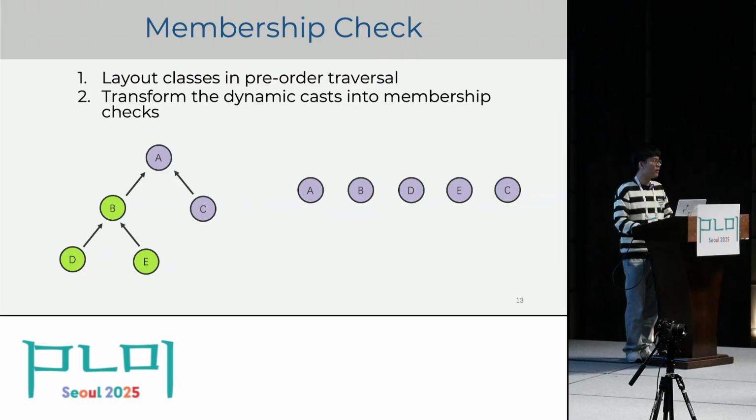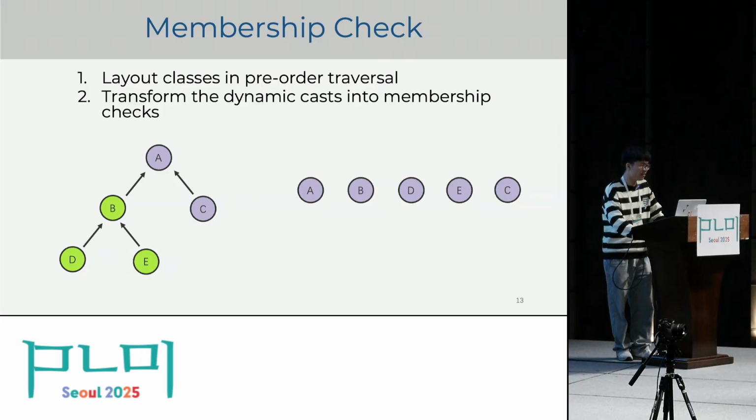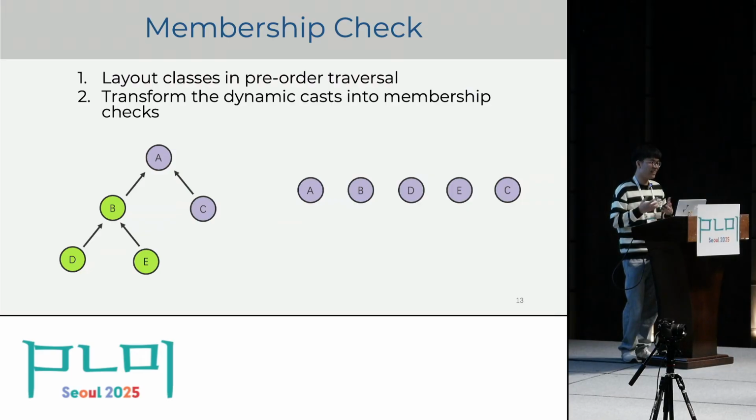But sometimes we might have to check a lot of candidates. For example, here there are 3 candidates that can be cast to class B, and our investigation also shows that for some dynamic casts, there can be over 15 candidates. So checking them one by one is not efficient. But thanks to the pre-order layout, we can simplify each membership check into comparing against the lower and upper bound in the layout, which gives us constant time complexity.